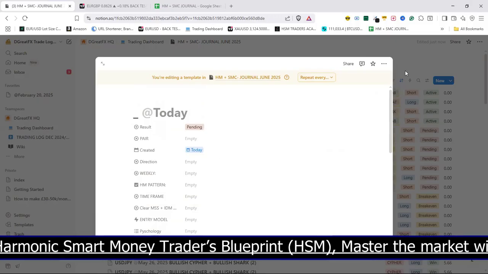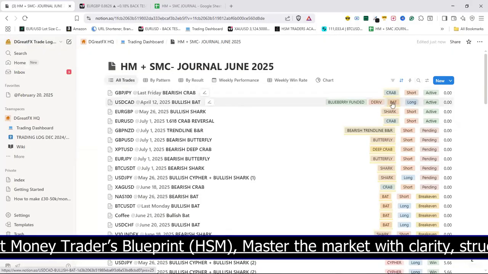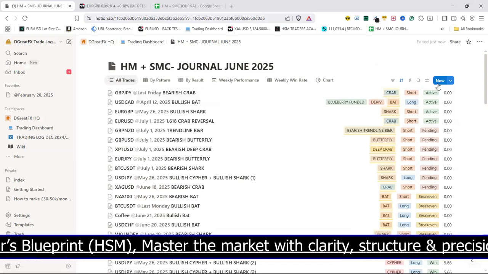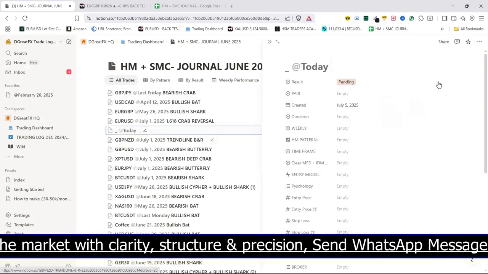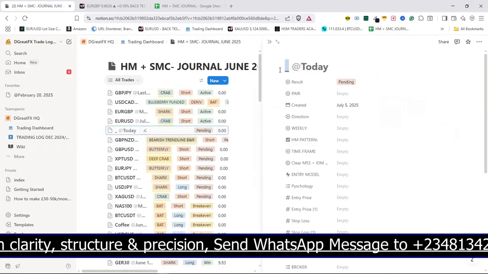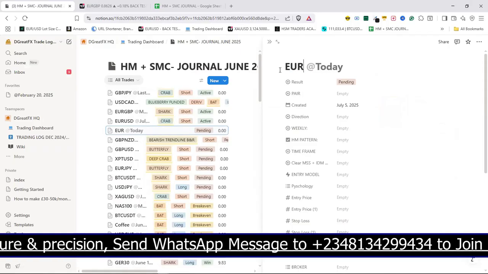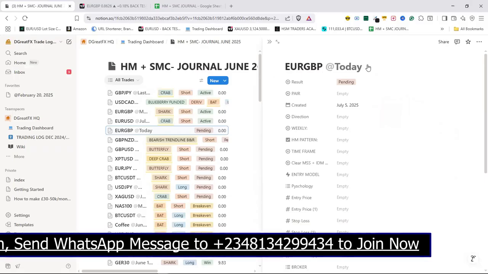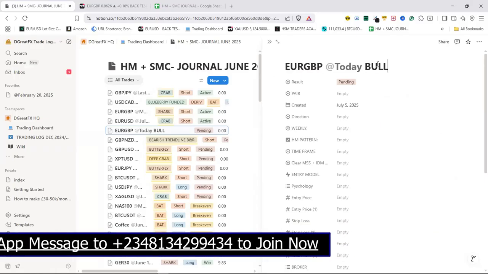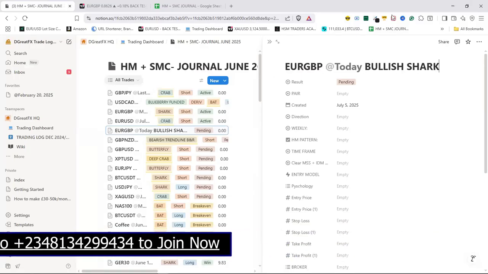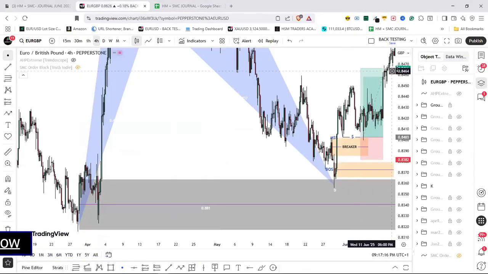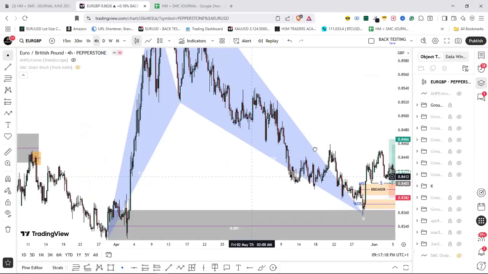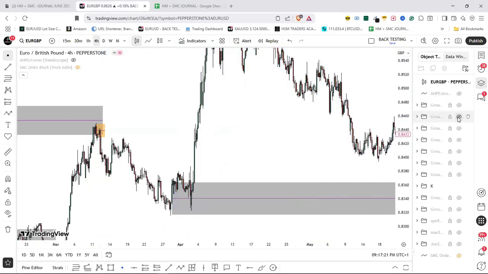So once you are done, you now leave it. If you want to now journal a trade, you just click on new. And then let's say, for instance, this particular buy right now, you have Euro GDP, okay, and then you have bullish shark. So we have bullish shark. I've talked about the entries. Okay, let me just hide this.